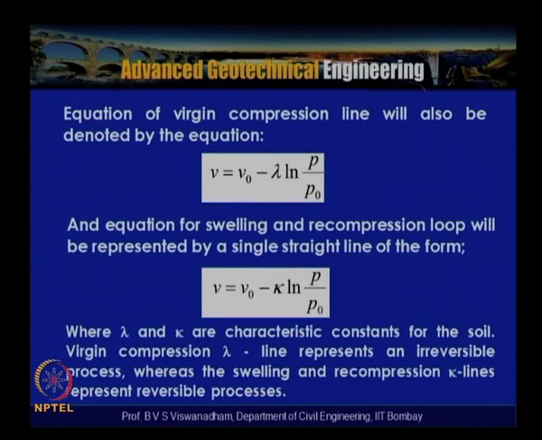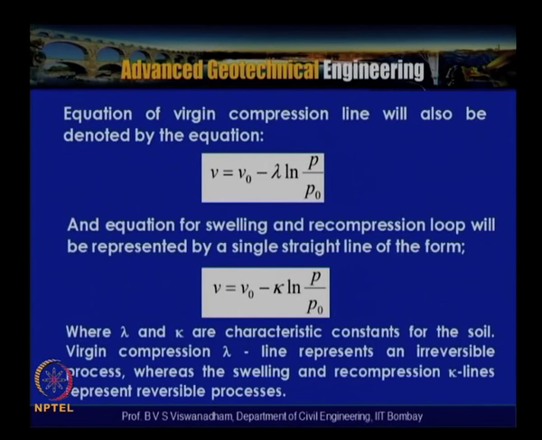The equation for the swelling and recompression loop is represented by a single straight line of the form nu equals nu naught minus kappa natural logarithm of p by p naught. This kappa is for the recompression loop or the swelling loop, analogous to the swelling index or recompression index. Lambda and kappa are characteristic constants for the soil. The virgin compression lambda line represents the irreversible process, whereas the swelling and recompression kappa lines represent the reversible process.